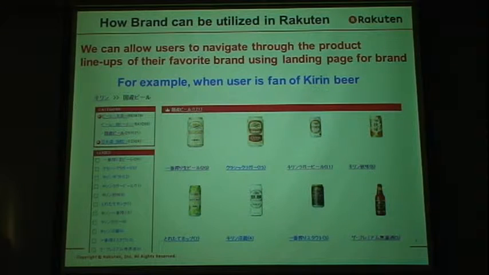Or another proposal, we can allow users to navigate through a product lineup of the user's favorite brand using the landing page when the user searches for the brand name. For example, when a user is a fan of Kirin beer, a product lineup of beer like this of Kirin, I think, will definitely satisfy the user.